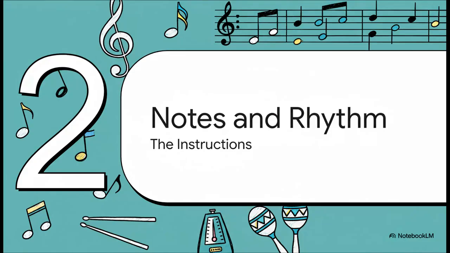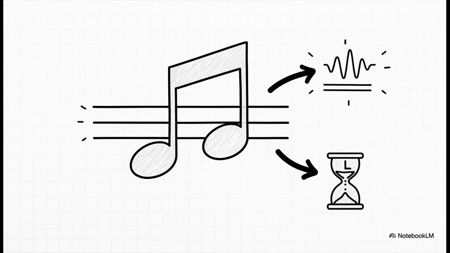Okay, so we've got our map, and we know how to tell high from low. Now let's get into the really cool part, the instructions themselves. We're talking notes and rhythm. So here's something awesome about notes. Every single note you see is doing 2 jobs at the same time. First, where it sits on the stave tells you which sound to play. And second, its shape tells you how long you should hold on to that sound. It's like an instruction that says, play this note for this long.